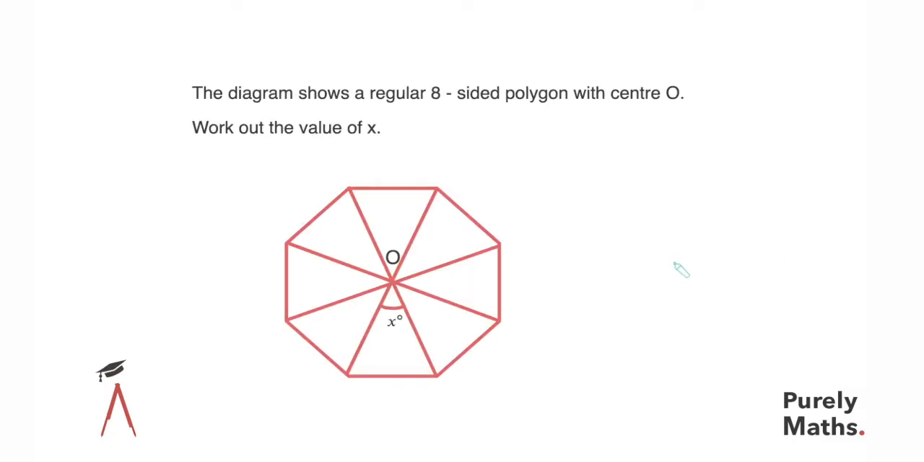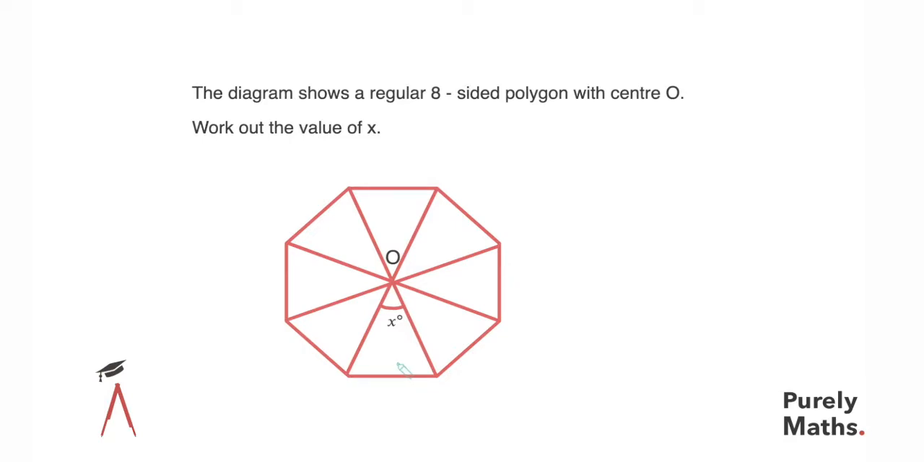Okay, the next one. The diagram shows a regular 8-sided polygon with center O. Work out the value of x. Right, so looking at this, x is inside a triangle, and it's the top angle inside the triangle. So the first thing to notice is that this octagon has been divided into 8 triangles, and these triangles are exactly the same size, and they have the same angles in them.